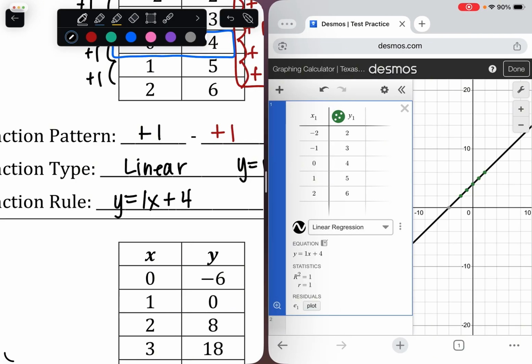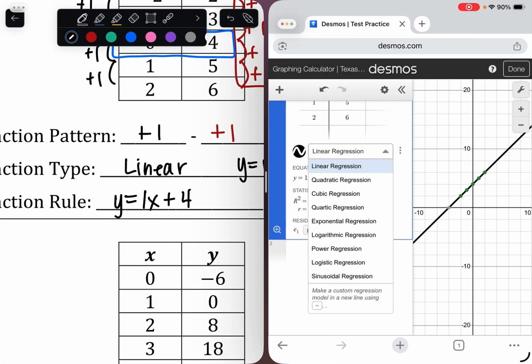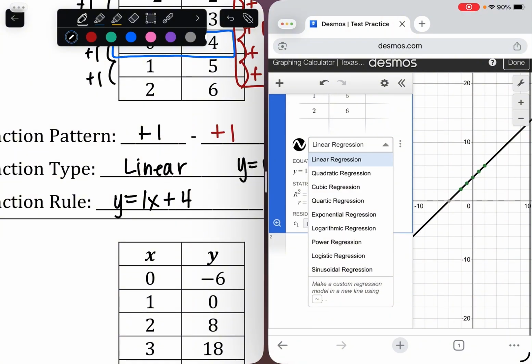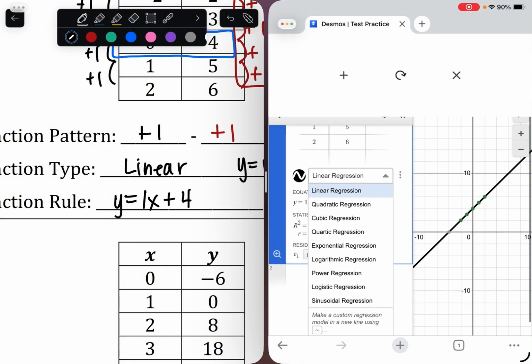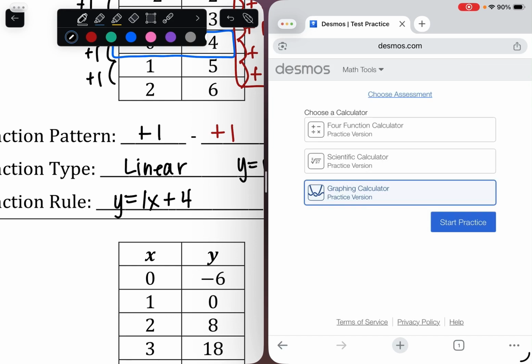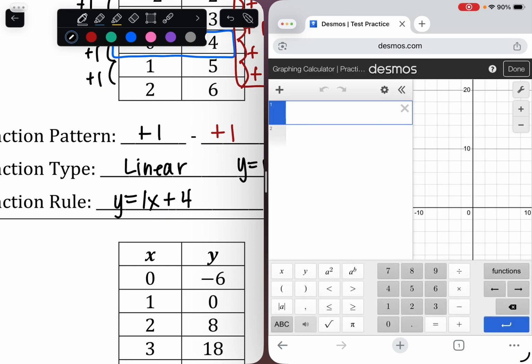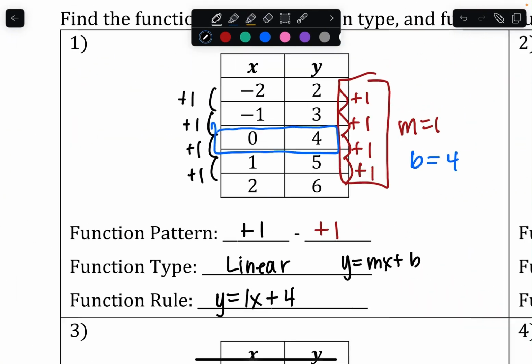It defaults to linear, so if you're not working with a linear function, you're just going to click that down arrow and choose which one you want. We are just going to be working with quadratic and exponential, and so those are the ones we're going to choose from.